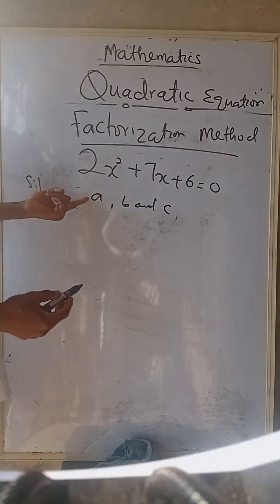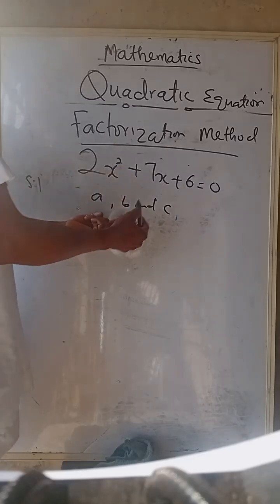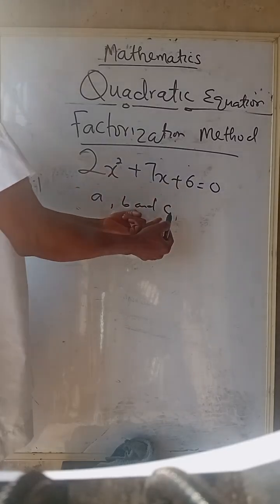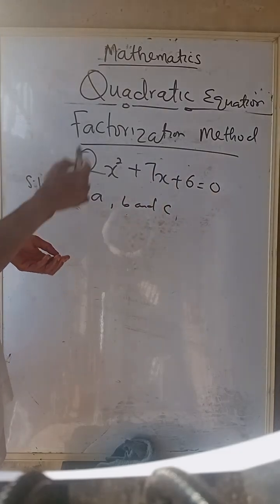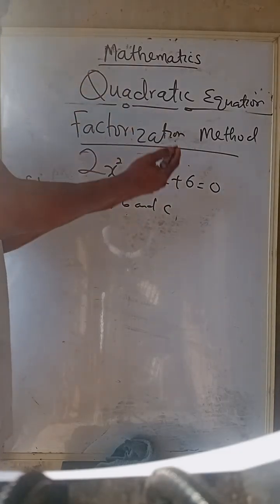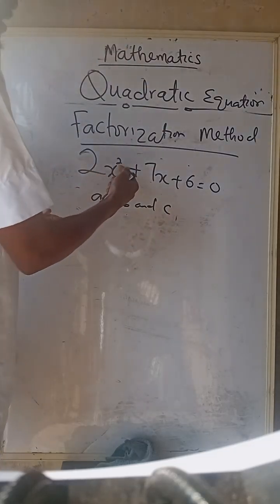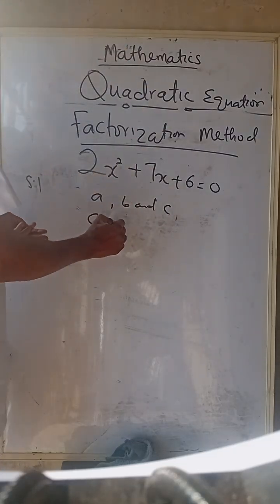Now for a, what we call a is the coefficient of x squared. Your b is the coefficient of what? x, and your c is the constant. Coefficient simply means the number, including the sign, beside the alphabet, or let's use the mathematical language, beside the variable. Now your a here is plus 2.